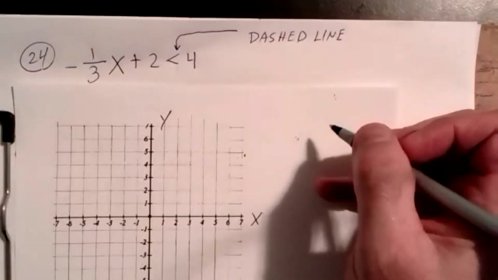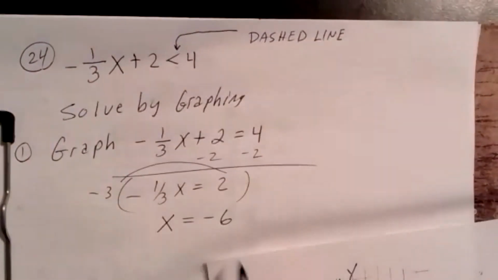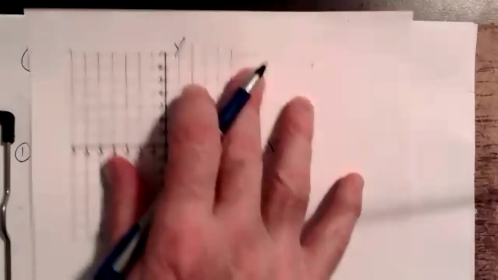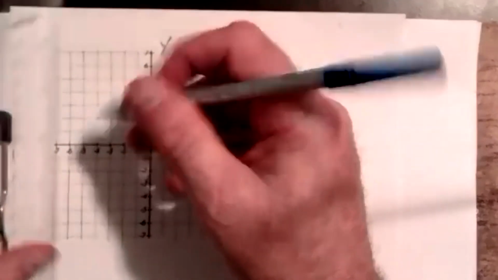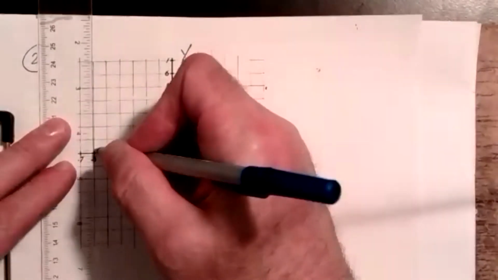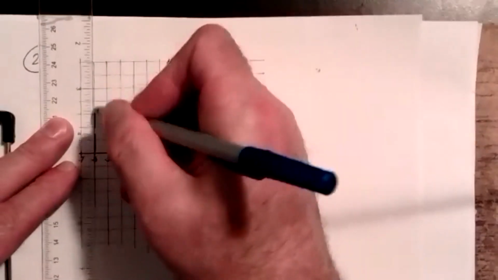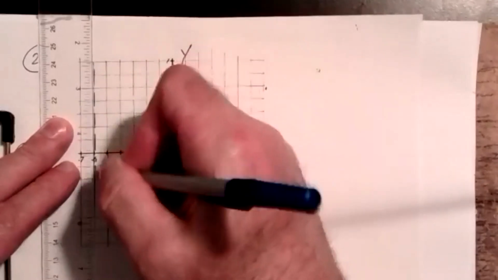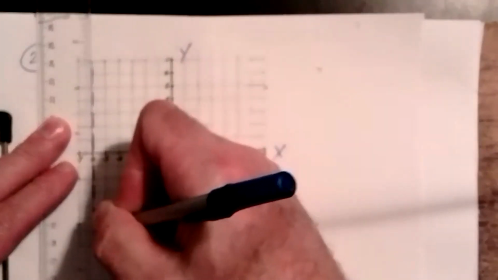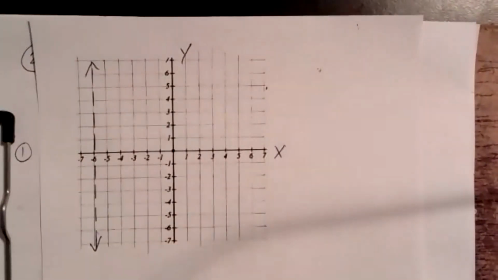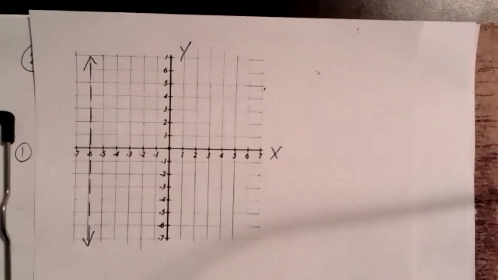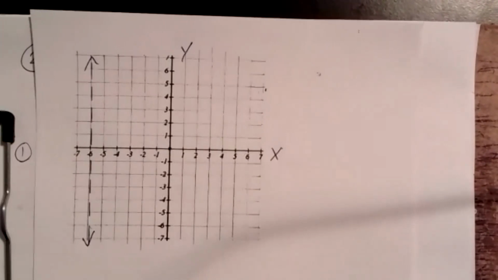So we're going to graph a dashed line going through the x-axis at negative 6. So negative 1, 2, 3, 4, 5, 6. It's going to be a vertical line right through here, and it will be a dashed line. Okay. Everybody understand how we graph, first of all, the equation?